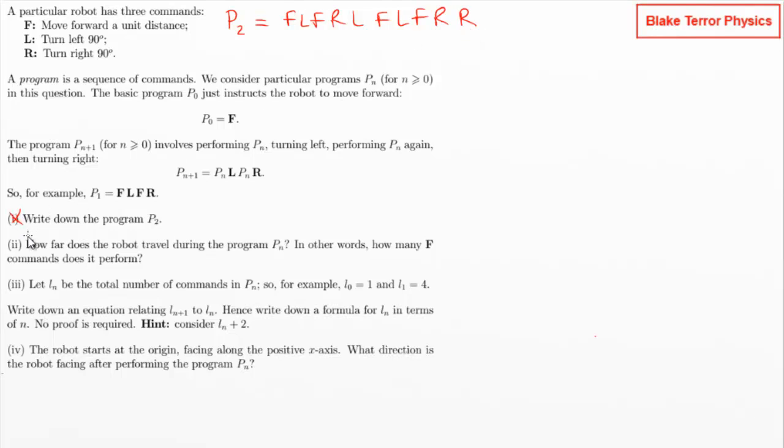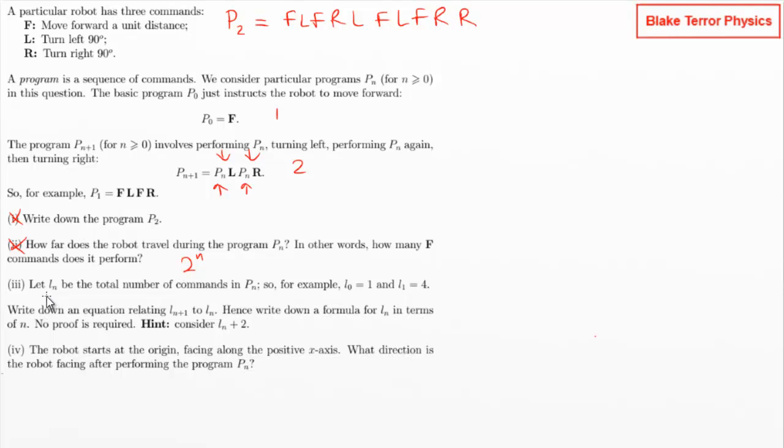Right. How far does the robot travel during the program Pn? In other words, how many F commands does it perform? So we get 1 in P0. In the next one up, we're going to double that because we're going to put that in each side. So we're going to end up getting 2. Then we're going to double that again because we're going to put 2 in there and 2 in there, and we're going to get 4. So we're going to be getting 2 to the n. Right, they're just saving the horrors for later on.